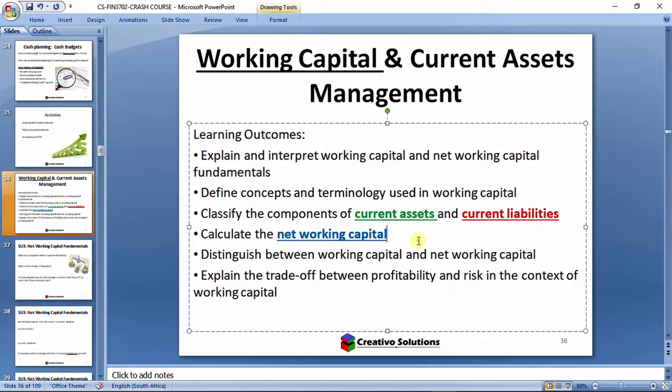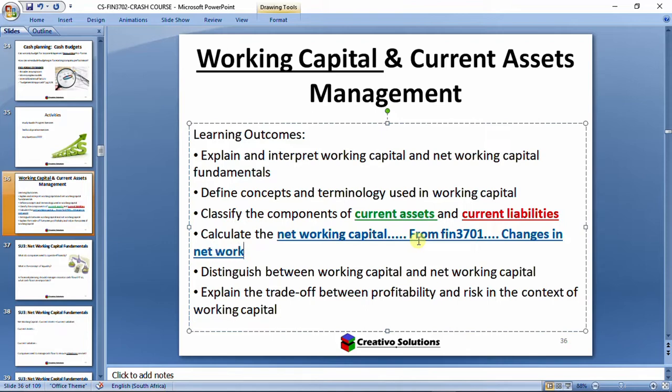You actually spoke about this at the beginning, from FIN3701, where you spoke about the changes in net working capital. That's exactly what you're looking at here, but you're looking at the detail. You're analyzing it. In FIN3701, if you go back to that module, you'll notice they never asked you to work this out. They always gave it to you as, the change in working capital is, and then the amount, either a plus or a minus, and then you plugged it into your calculation.